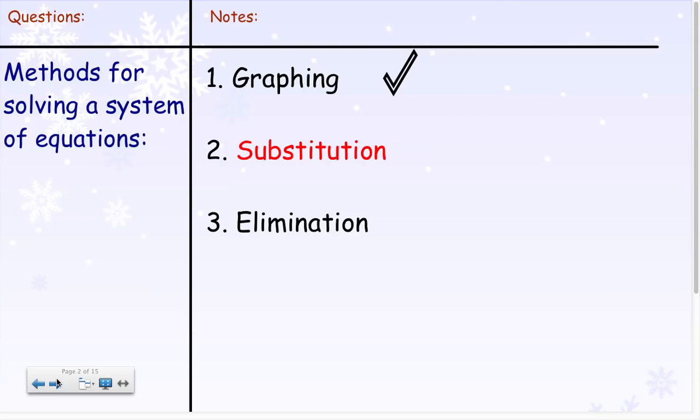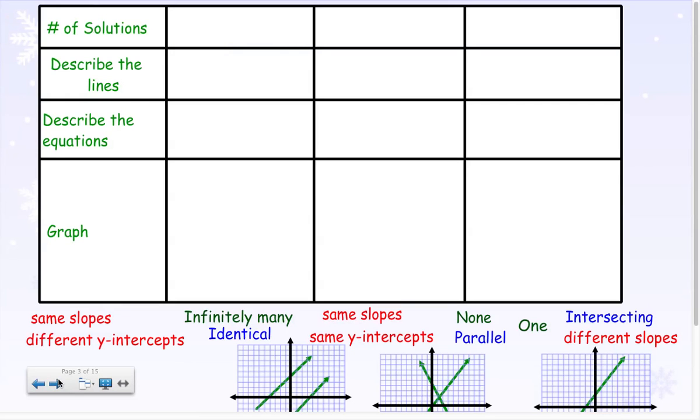So far, you guys know how to solve a system of equations by graphing. And then there are two other methods you're going to learn. You're going to learn substitution in this lesson and then elimination in the next two lessons. Here's just a review of the charts with the different possibilities for solutions.